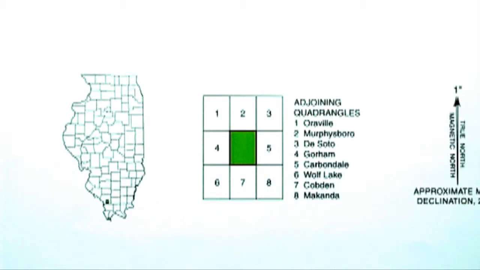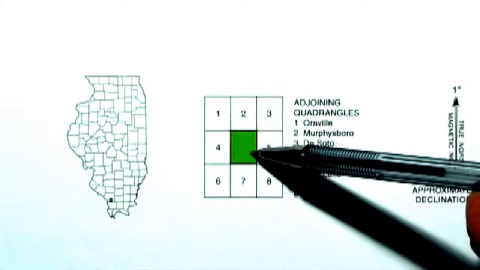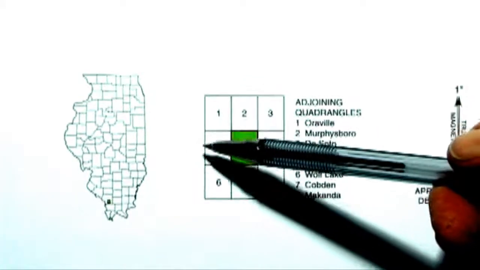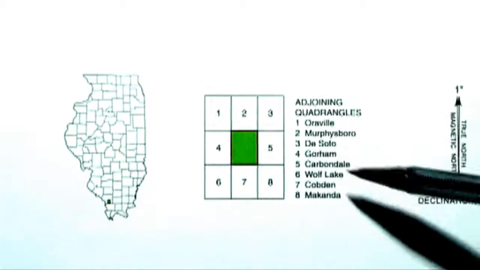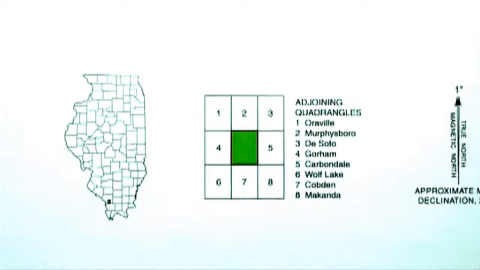Quadrangle maps, we have these very nice figures that show the adjoining quadrangles. So if you want to know, let's say, what's happening on the west side of the Pomona quad, you'll look at map 4, the Gorham quad. So the green quad is the one that is shown here, that's the Pomona quad. Next to it to the west is the Gorham quad. So that's an easy way to reference adjoining maps that show geology that connects to this quadrangle.